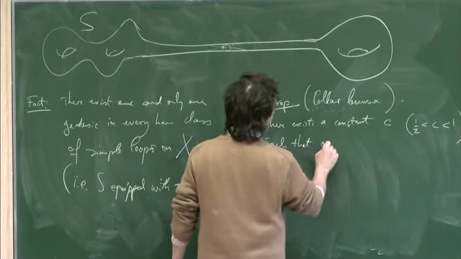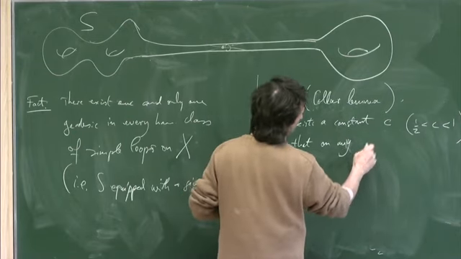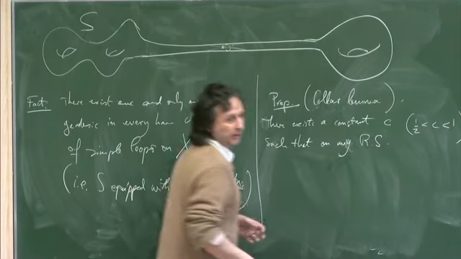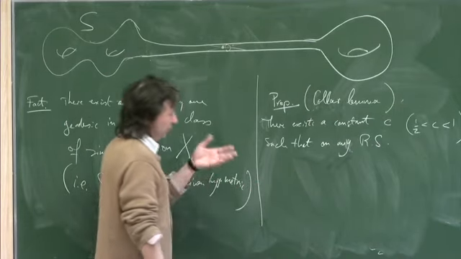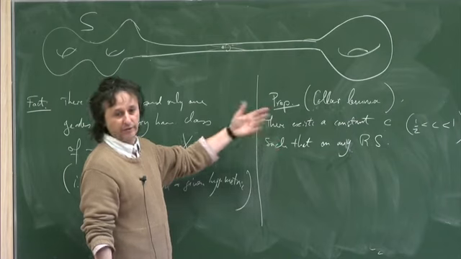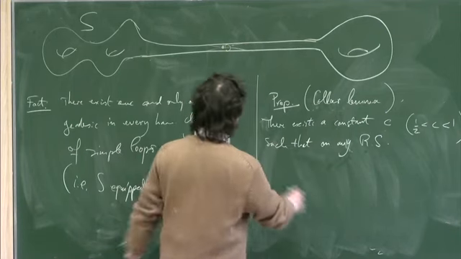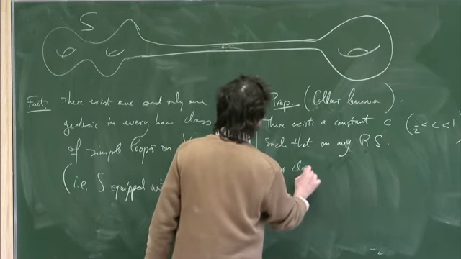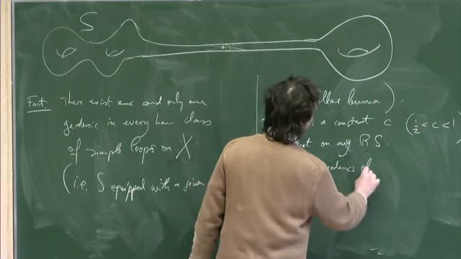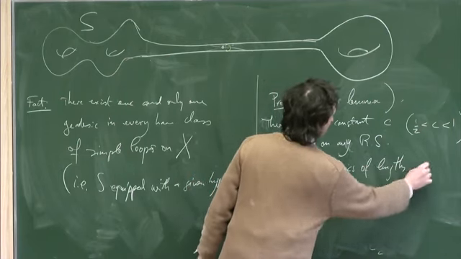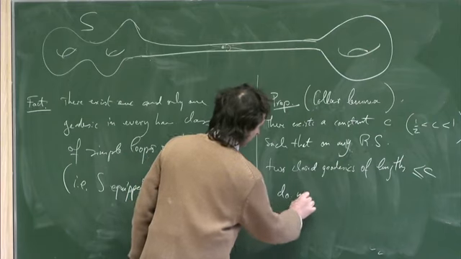I'm not sure. It is just a number, which is completely explicit, such that on any Riemann surface, I'm always tempted to write that. You see what I mean? Again, when you speak about geodesics on a Riemann surface, you mean that you take the metric of curvature minus 1. On any Riemann surface, two closed geodesics of length at most C are disjoint.